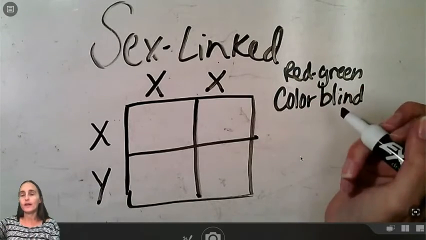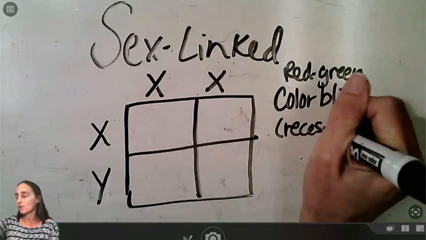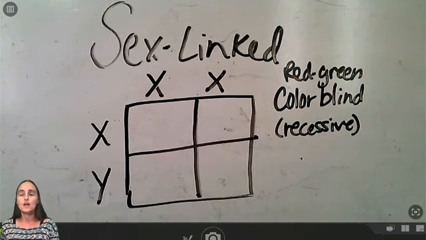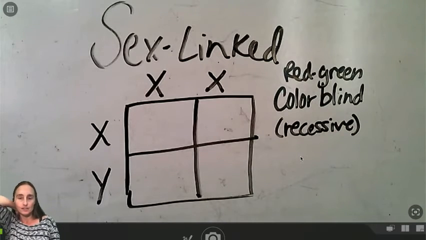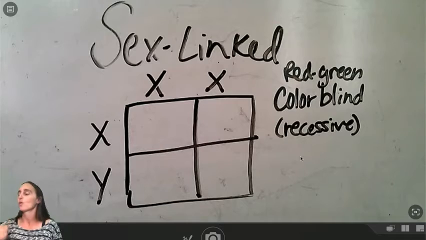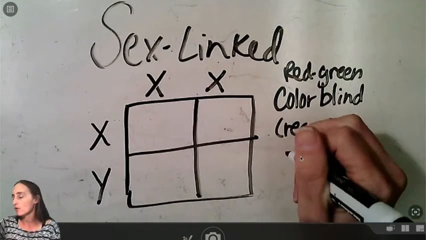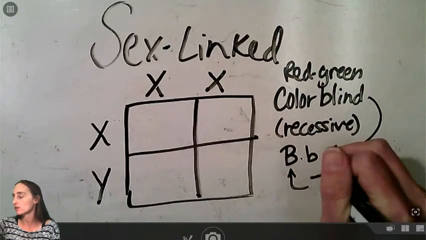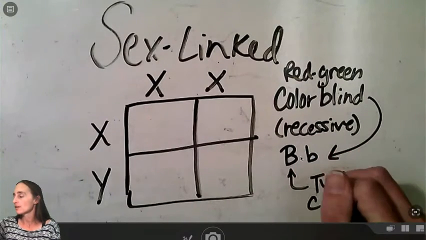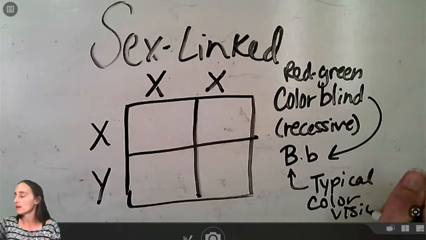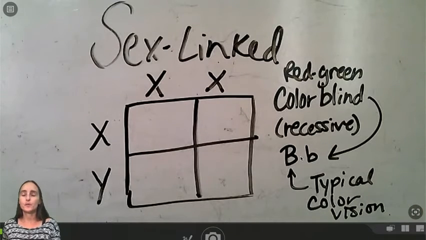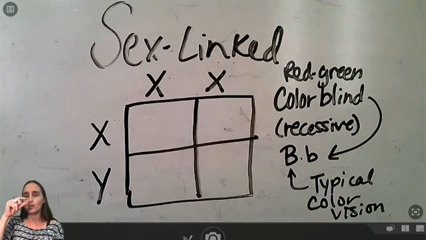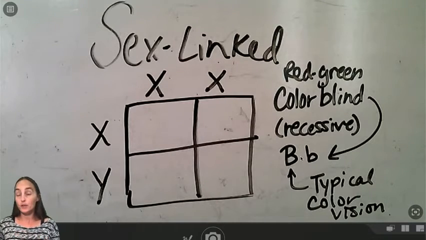So red-green colorblindness, first of all, is recessive. So there's a little bit of Mendelian tossed in here, mixed in with the non-Mendelian. So we're going to use B's for our allele. Colorblind would be the lowercase b, and normal or typical color vision would be the big B. I use B's for blindness instead of C's because it's very hard to tell a dominant capital C from a lowercase c. So I use B for blind instead of C for color.